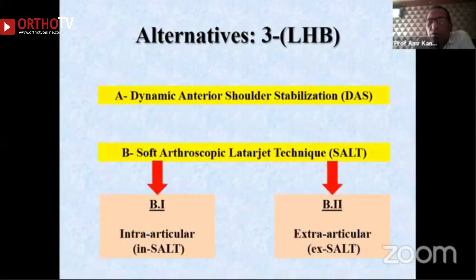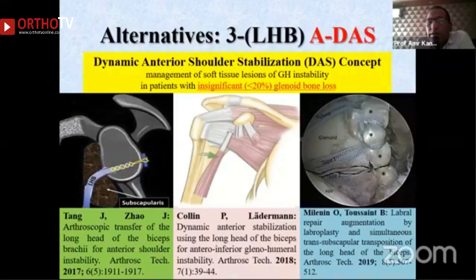As regards the long head of the biceps, there are currently two evolving concepts on using it for restoration of glenohumeral stability. The first one is the dynamic anterior shoulder stabilization or DAS technique, and the other one is the soft arthroscopic Latarjet technique or SOLT. It was described for the management of soft tissue lesions of glenohumeral instability in patients with subcritical glenoid bone loss. In this technique, the long head of the biceps is tenotomized from the superior labral origin, rerouted, passed within a subscap window, and fixed to the glenoid.